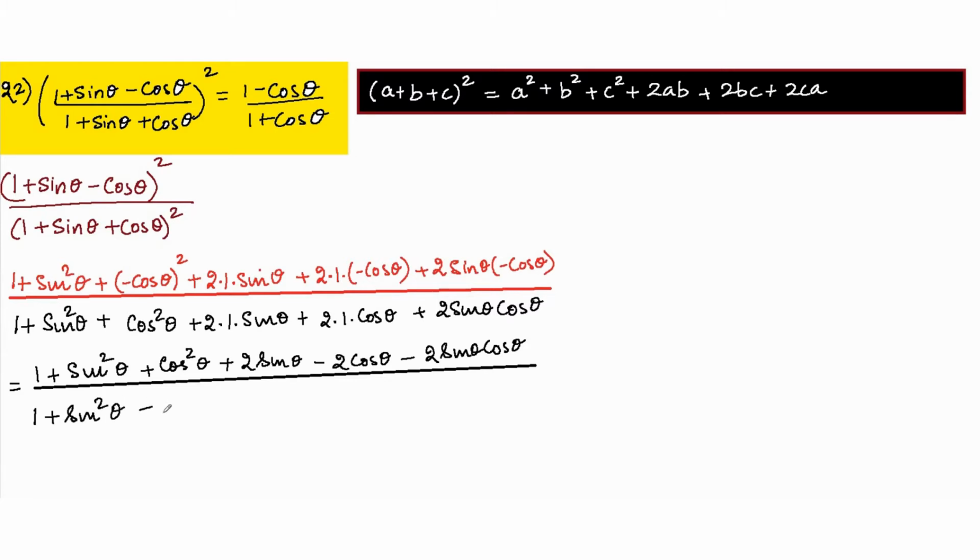Let me first write all the terms properly. Plus 2 into 1 is 2 times sin theta plus 2 into 1 is 2 times cos theta plus 2 into sin theta into cos theta, right? So these are the different terms that I have. Let me pause for a few seconds so that you can see the a plus b plus c the whole square expansion.